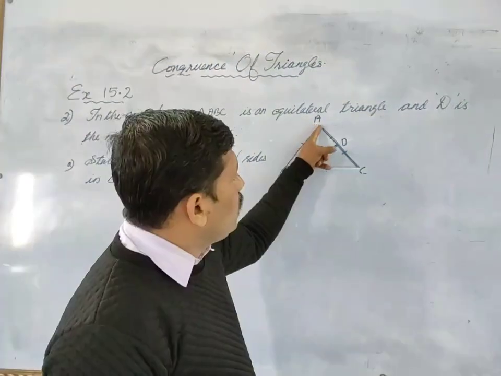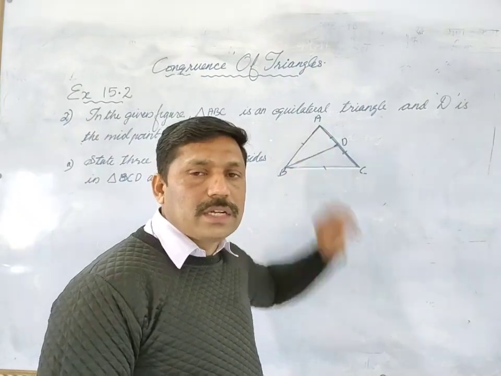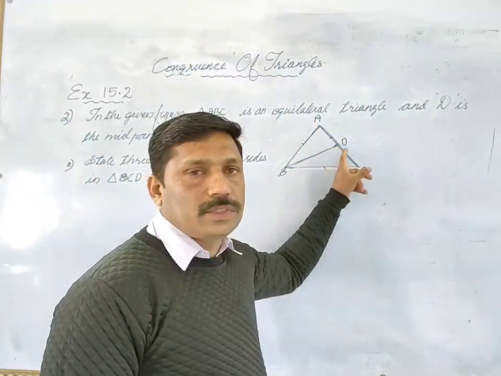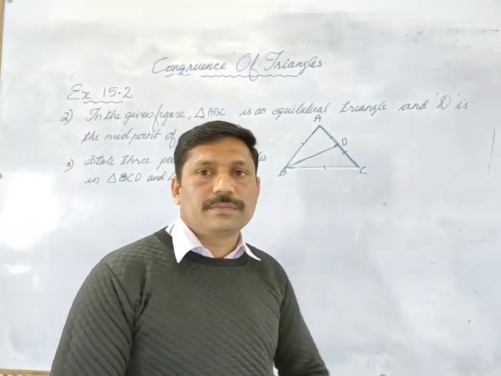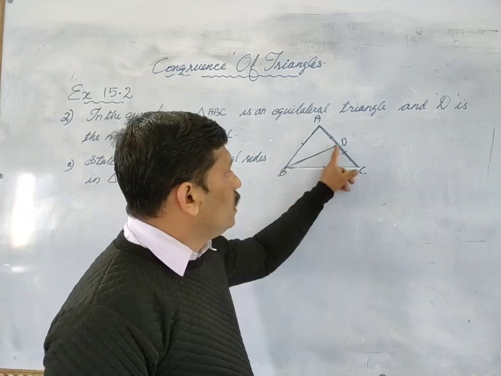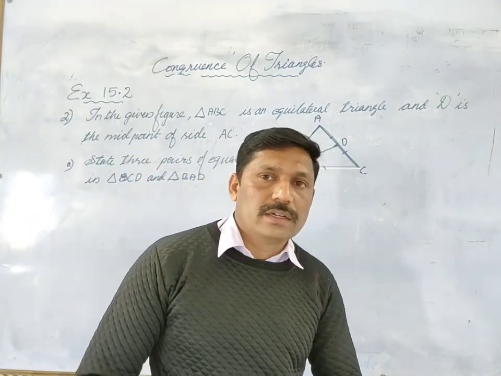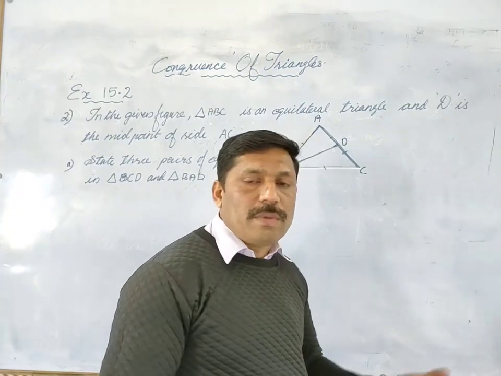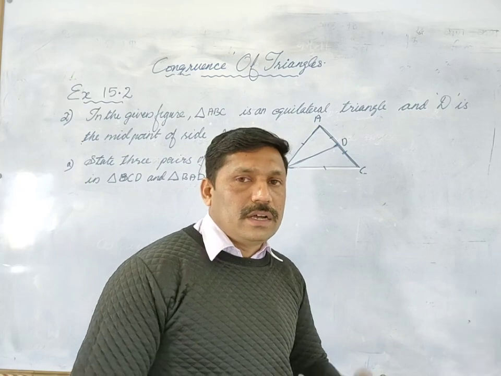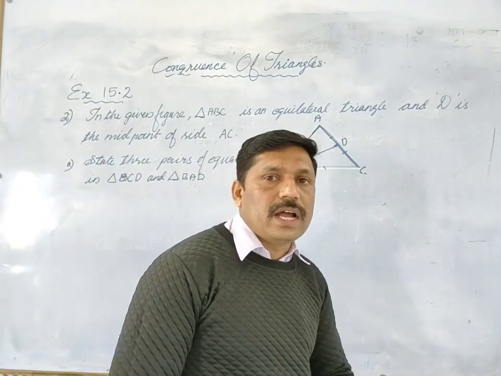And here side AD and side CD of both these triangles are equal because D is the midpoint, so this part and this part will be equal. And here you can see another side, BD. Side BD is the common side of both triangles. Therefore, that common side is also equal. So these are the three sides which are equal in both triangle BCD and triangle BAD.